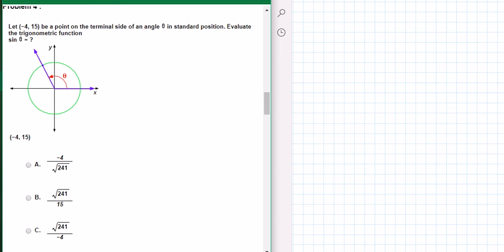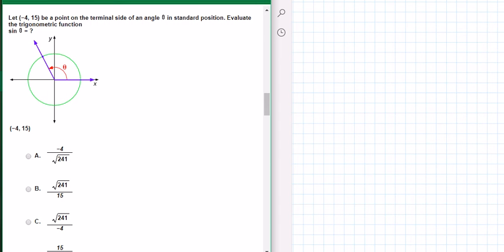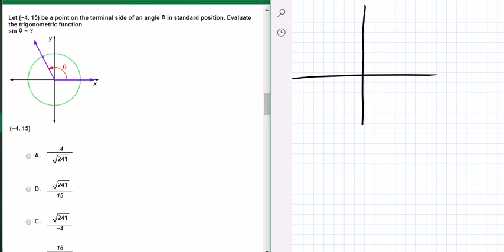Let (-4, 15) be a point on the terminal side. So here we are changing which quadrant we are in. Negative 4, we'll go ahead and say that this is negative 4. Then we go up 15, so the height here is 15. And then I draw my angle to the origin here. Whichever way theta is going, this becomes theta prime. That is called my reference angle, and here is theta.